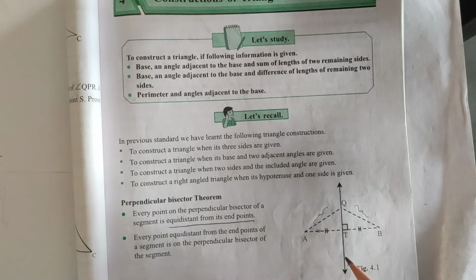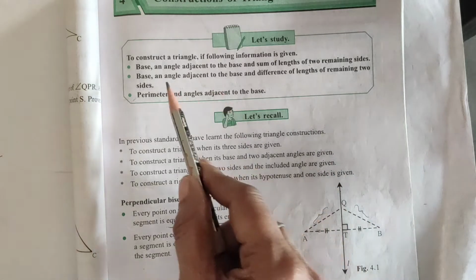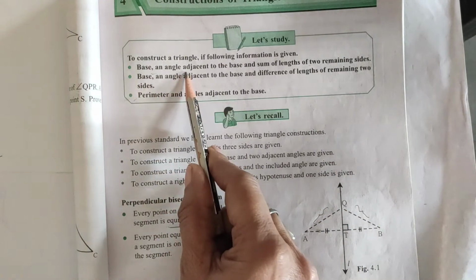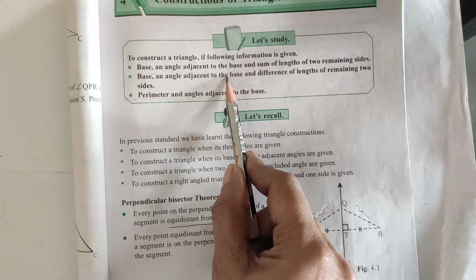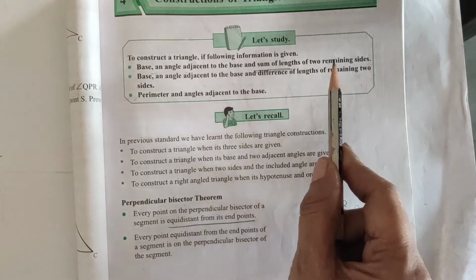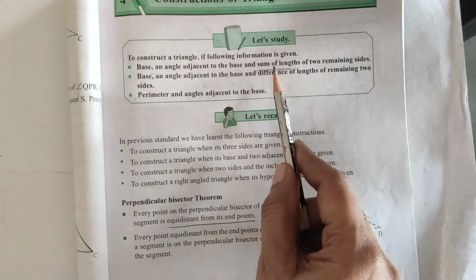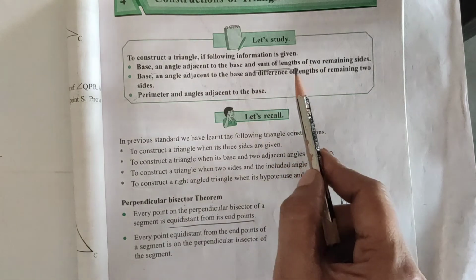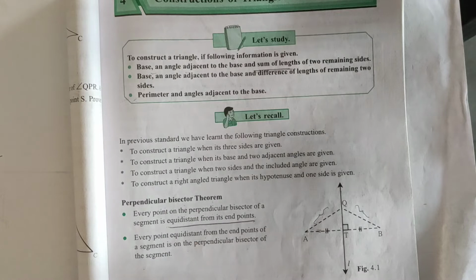So first we are going to see the type of construction 1, that is to construct a triangle when its base, the angle adjacent to the base, and the sum of the lengths of the two remaining sides are given. Sum means addition of the lengths of the two remaining sides. So let's move.